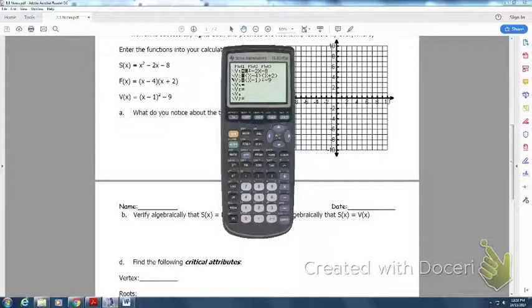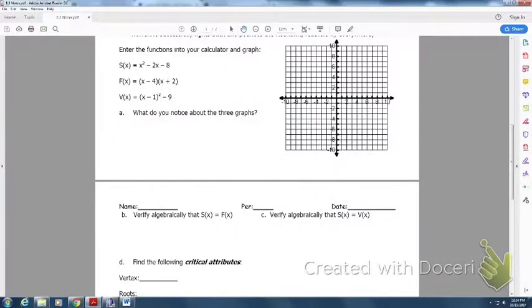If you look up here on mine, because I got all the fancy little effects up here, you can see all three of them being individually graphed. So there's y1, y2, and y3. Okay, and that's kind of the idea.